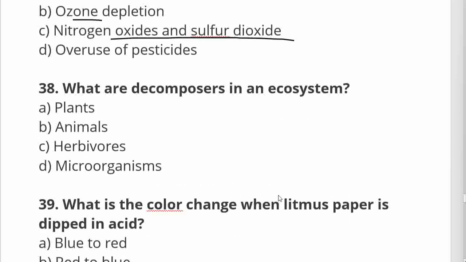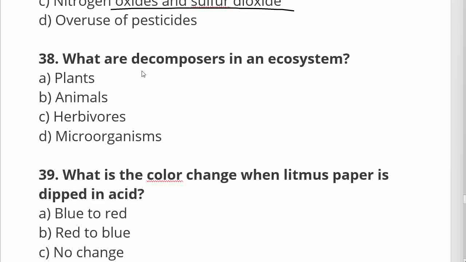Come to the next question. What are decomposers in an ecosystem? Option A plant, option B animal, option C herbivorous, option D microorganism. The right answer is option D microorganism. Decomposers like fungi and bacteria break down dead organic matter into simpler substances, recycling nutrients back into the ecosystem.